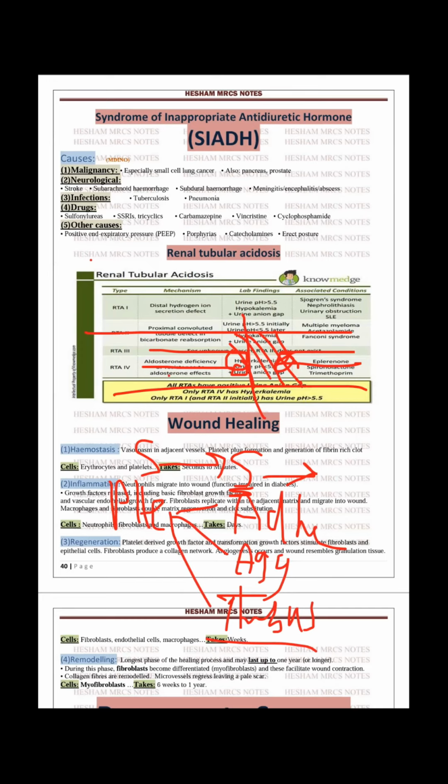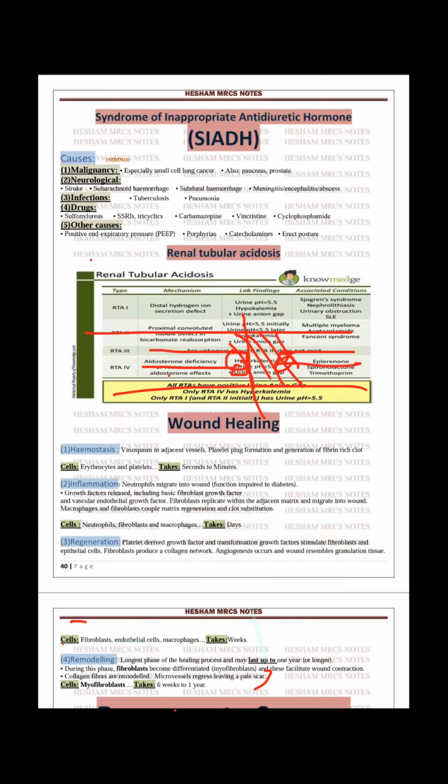Once you have a severe vasospasm, you have a stasis. Here you will have injury to the wall of the blood vessel. So you have platelet adhesion, aggregation, and thrombus formation. This will be helped by ADP, serotonin, and thromboxane. Here the cells are RBCs and platelets. The time is just from seconds to minutes, and you will have the hemostasis in your wound.